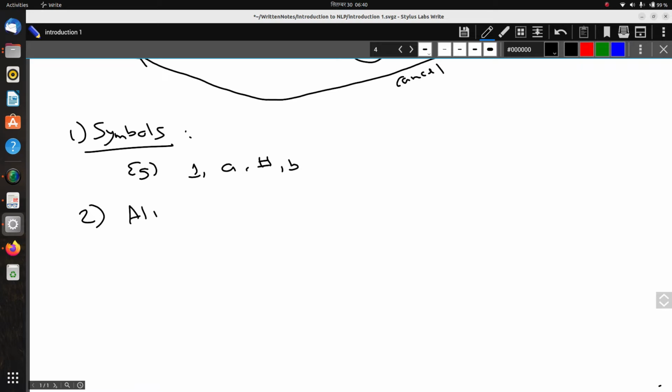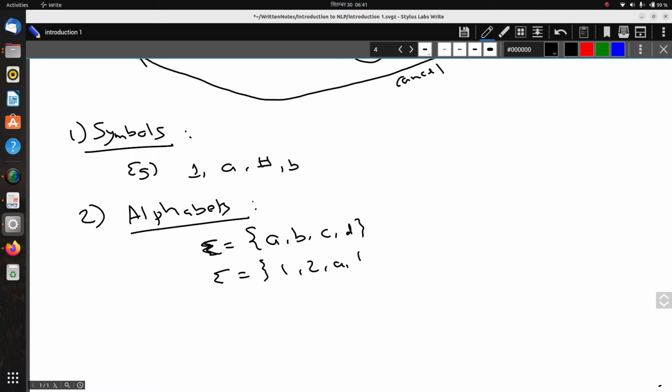The second concept is alphabets. Alphabets are a finite set of symbols denoted by epsilon. So these are a collection of symbols. If I say A, B, C, D, then A, B, C, D are alphabets, and my A or B or C or D is a symbol. This can be in any form. Let me just write 1, 2, A, B. They are just a collection of symbols denoted by epsilon.